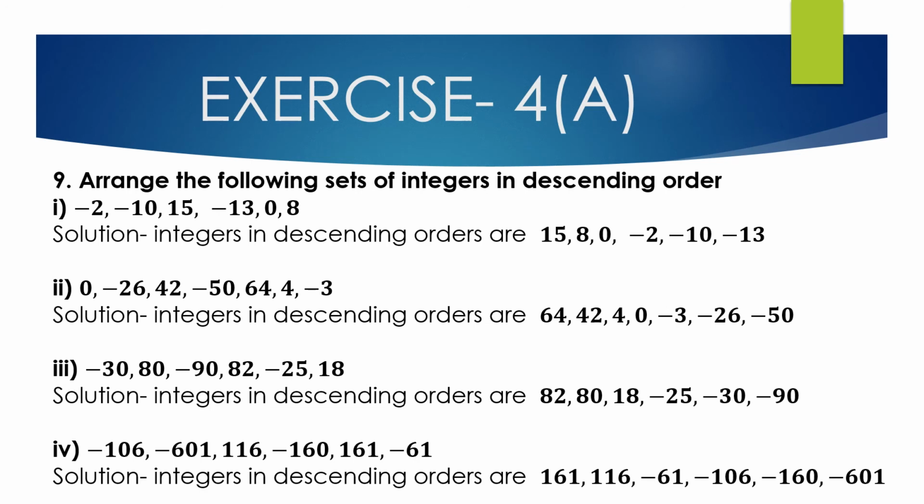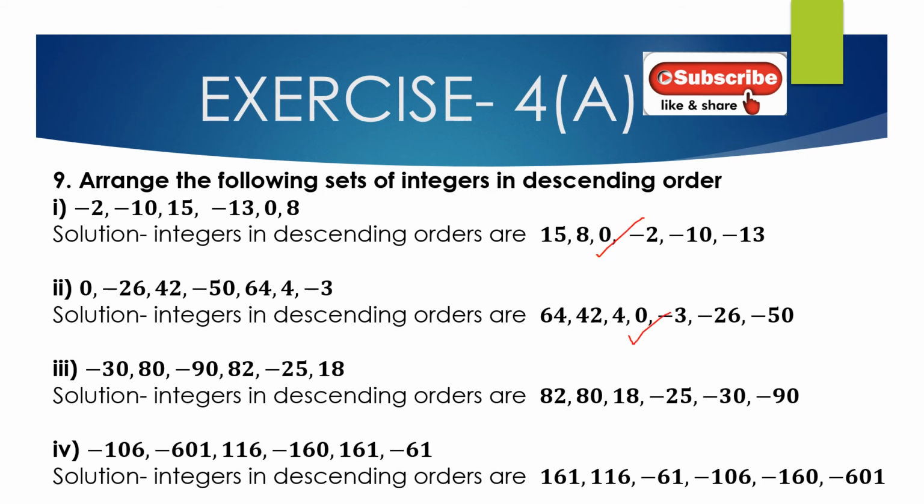Positive integers are always greater than the negative integers and positive integers are always greater than 0. So 64, 42, 4, 0. Then minus 3, minus 26, minus 50.